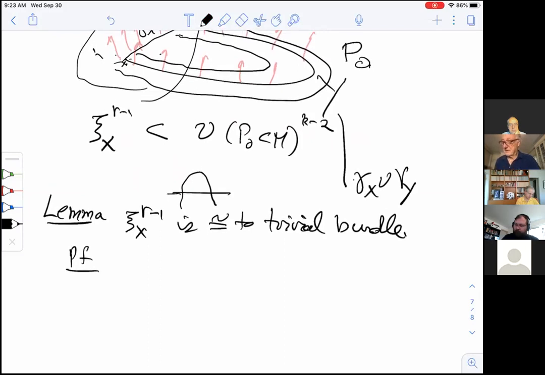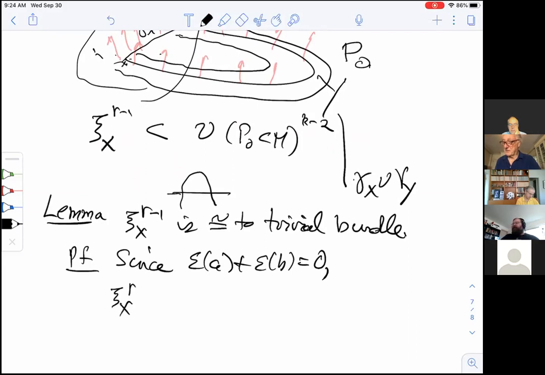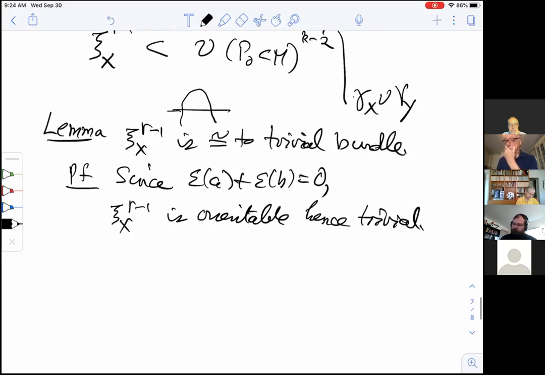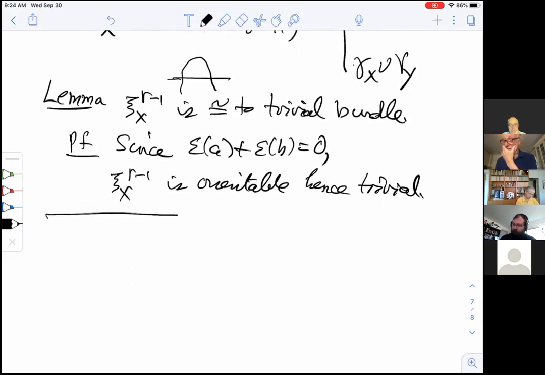And proof, since epsilon A plus epsilon B equals 0, that implies that this bundle over the circle is orientable, but every orientable bundle over the circle is trivial, isomorphic to a trivial bundle. Okay. So I haven't made any more assumptions. I've just used my assumption that epsilon A plus epsilon B is 0.